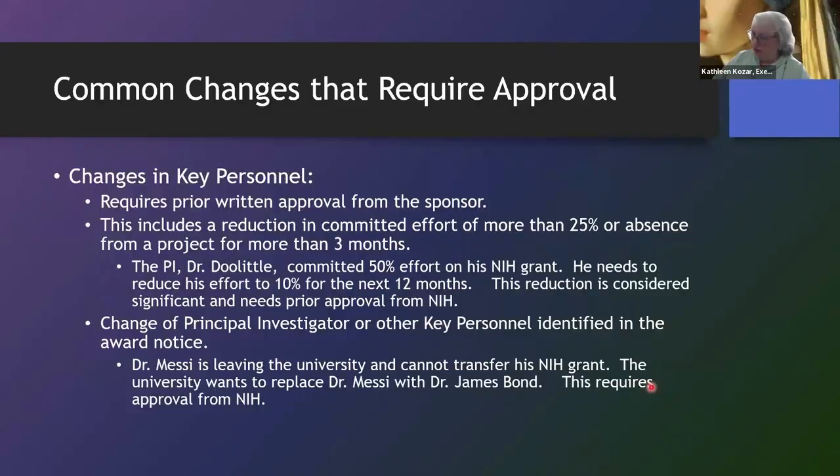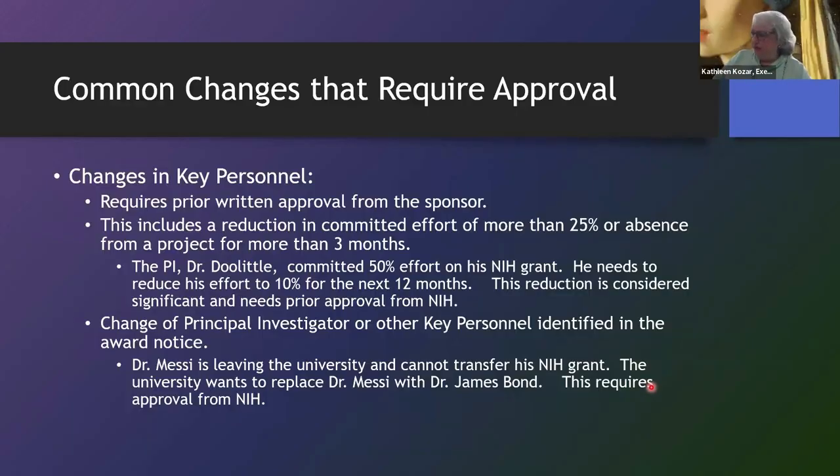Changes in key personnel. I think you all understand the meaning of key personnel. A change in key personnel requires prior written approval from the sponsor. This includes a reduction in committed effort of more than 25%, or absence from a project for more than 3 months. And this is very common among all the federal sponsors of the US government.